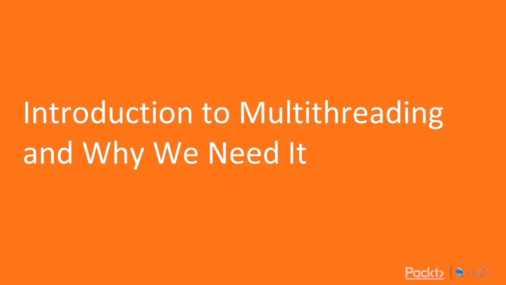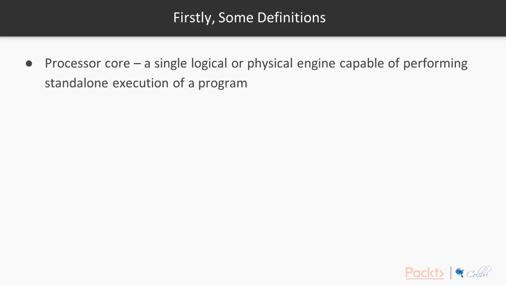Welcome to video 1, Introduction to Multithreading and Why We Need It. So firstly, let's begin with a few definitions because it's really important that we set the context here correctly in order for you to understand some of the issues that we're going to run into a little bit later in this section. So a processor core is a single logical or physical engine capable of performing standalone execution of a program. So a processor core is essentially a processor. So it can run independently of other processor cores and execute a complete sequential execution of a given program.